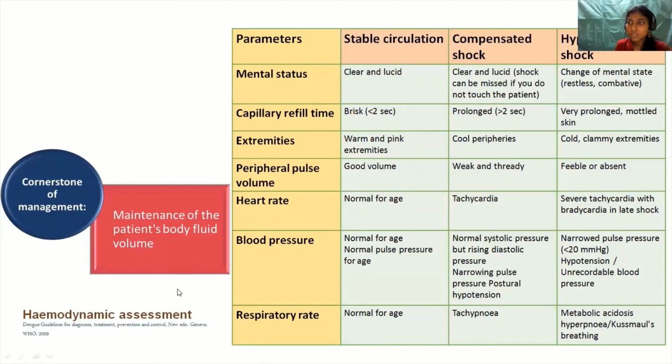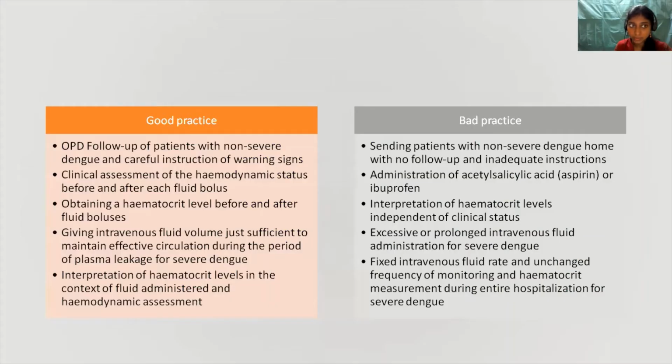So the cornerstone of dengue management is the maintenance of the patient's body fluid volume. It is very important for us to pick up whether a patient has a stable circulation, or compensated shock, or hypotensive shock. The parameters which we look at are the mental status, the capillary refill time, the extremities, the peripheral pulse volume, the heart rate, the blood pressure, and the respiratory rate.